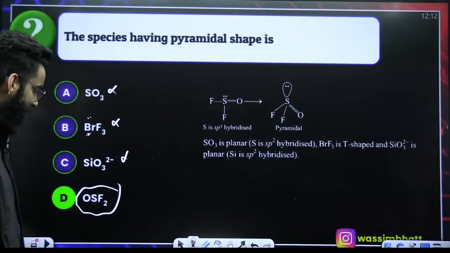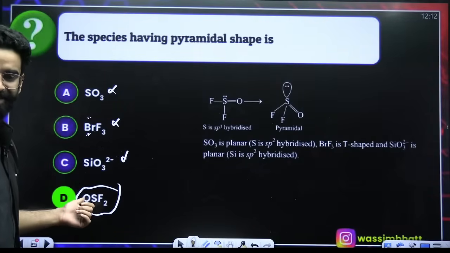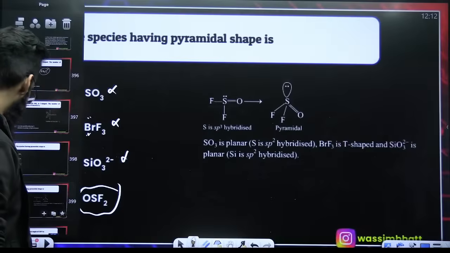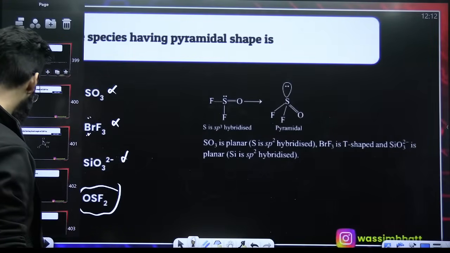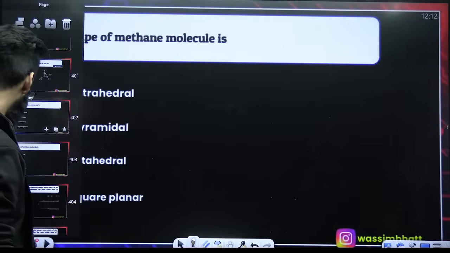Okay? This is not osmium. O stands for oxygen, S stands for sulfur here. Right? Perfect. Shape of methane molecule is tetrahedral. Leave it.